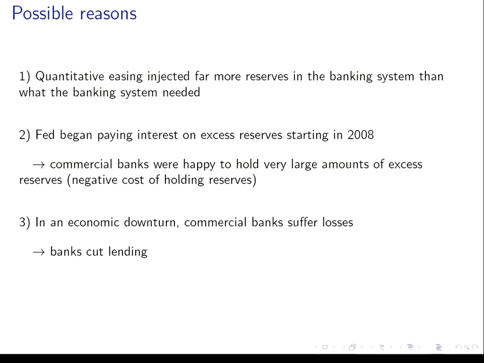The second thing is that the Fed began paying interest on excess reserves starting from 2008. And as a consequence, commercial banks were very happy to hold very large amounts of excess reserves because they were practically being paid to hold excess reserves. Initially, there was no interest payment on excess reserves. Why did the Fed do that? Why did the Fed engage in paying? Stop or started?